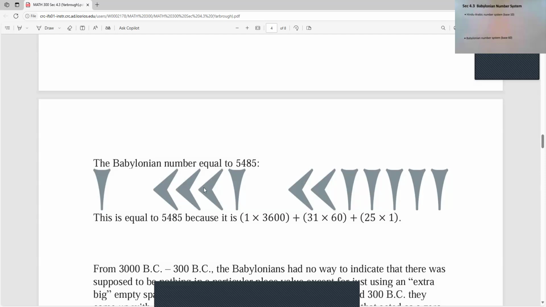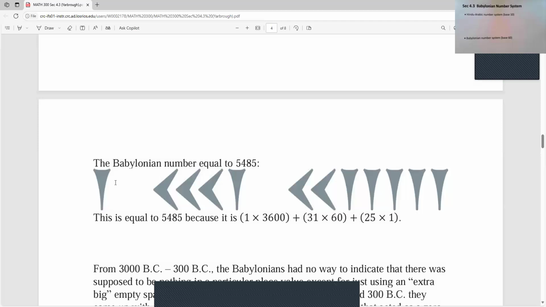So this is 31 sets of 60, right? See the 3 tens and the 1? This is 31 sets of 60. That's what I put right here. And then see the next, there's another space, and they move on to the next place value.